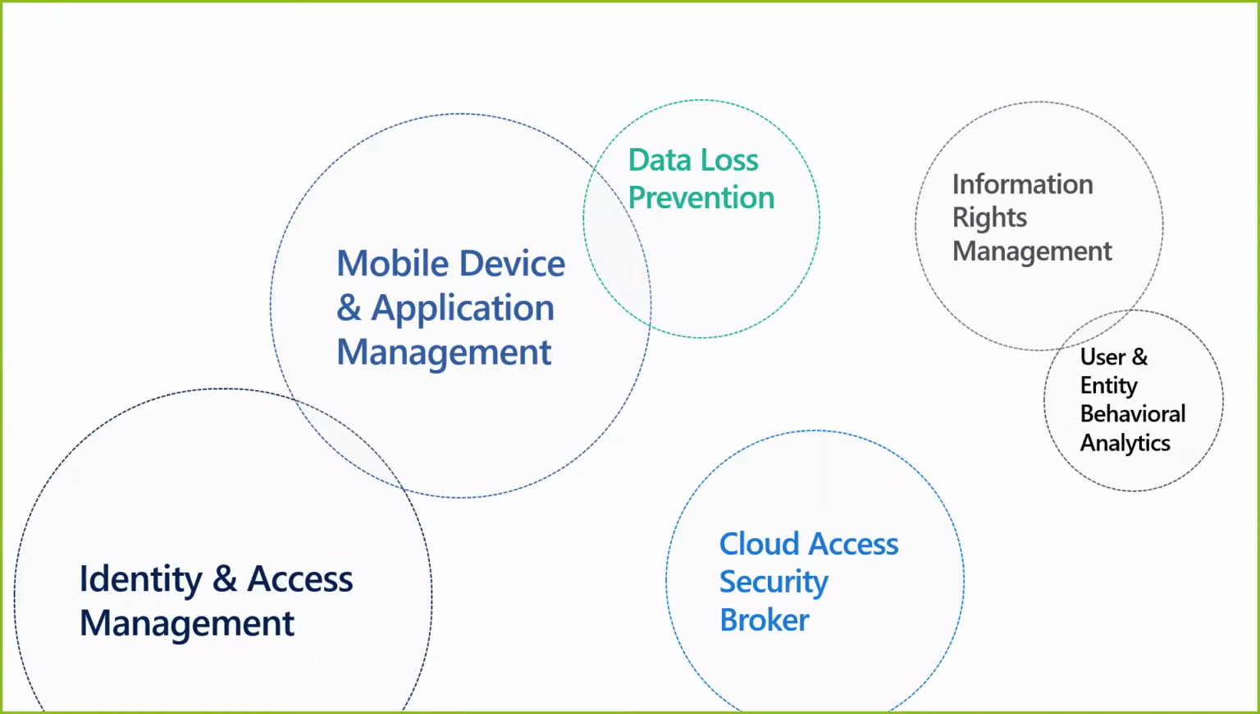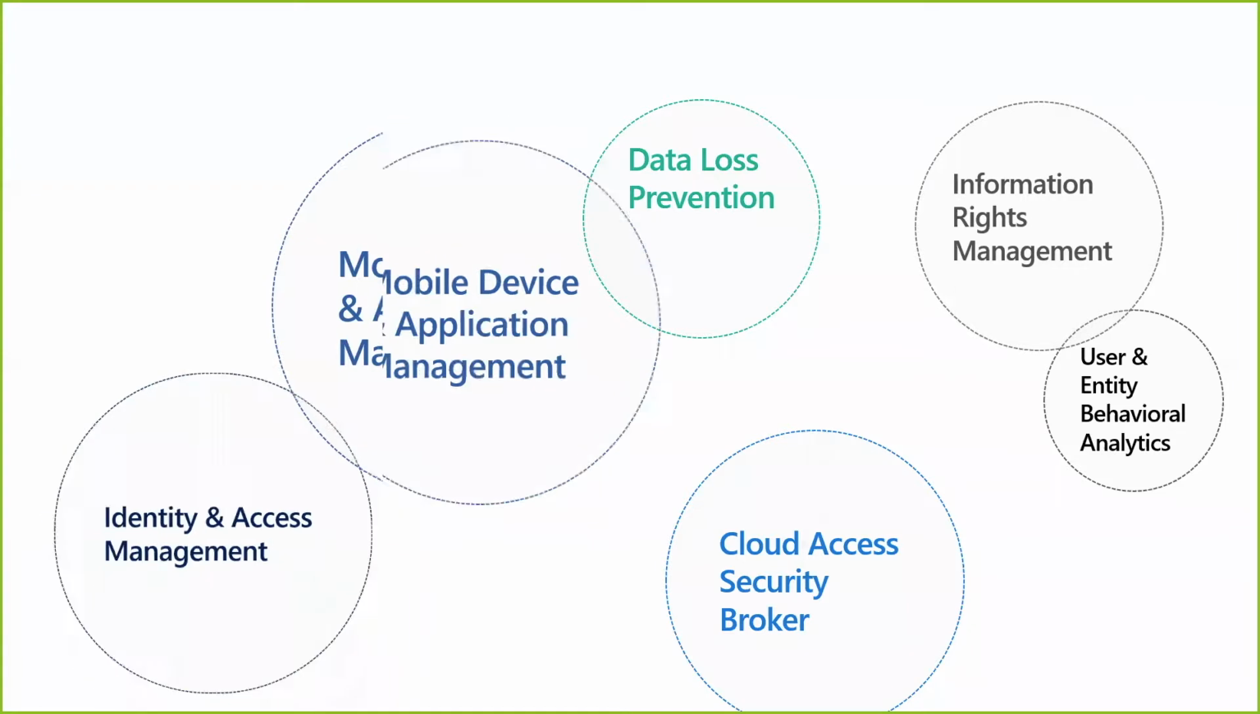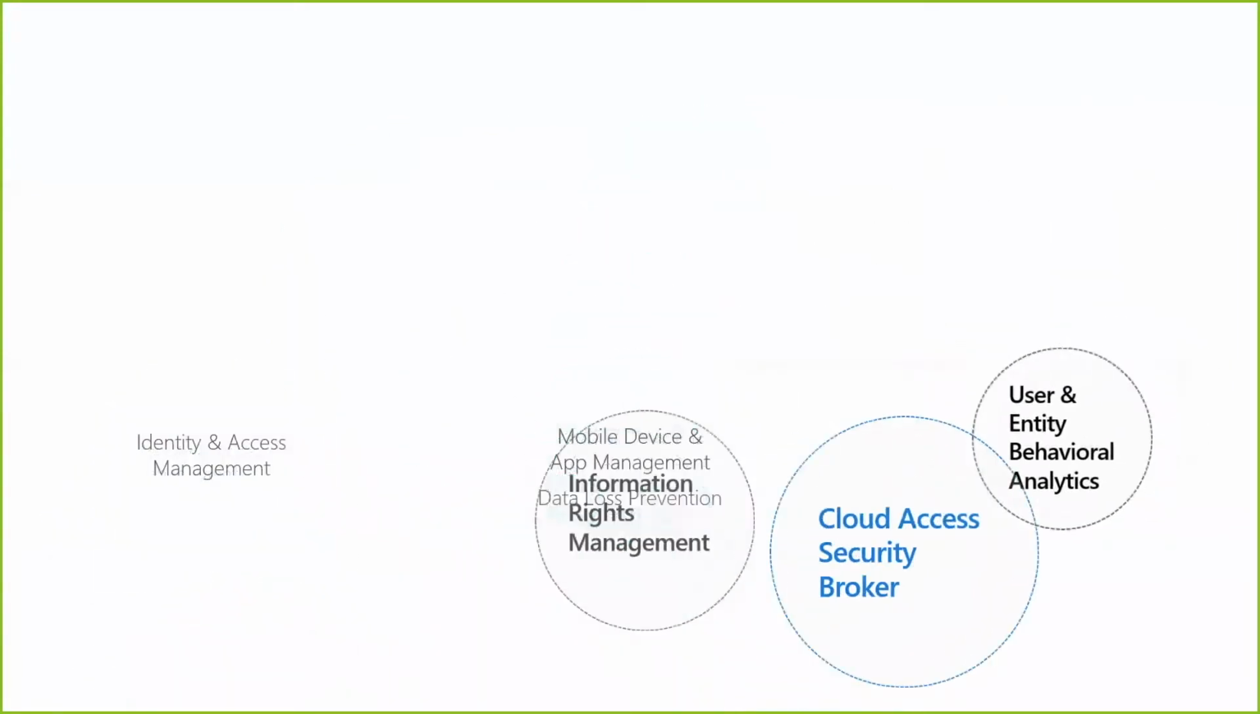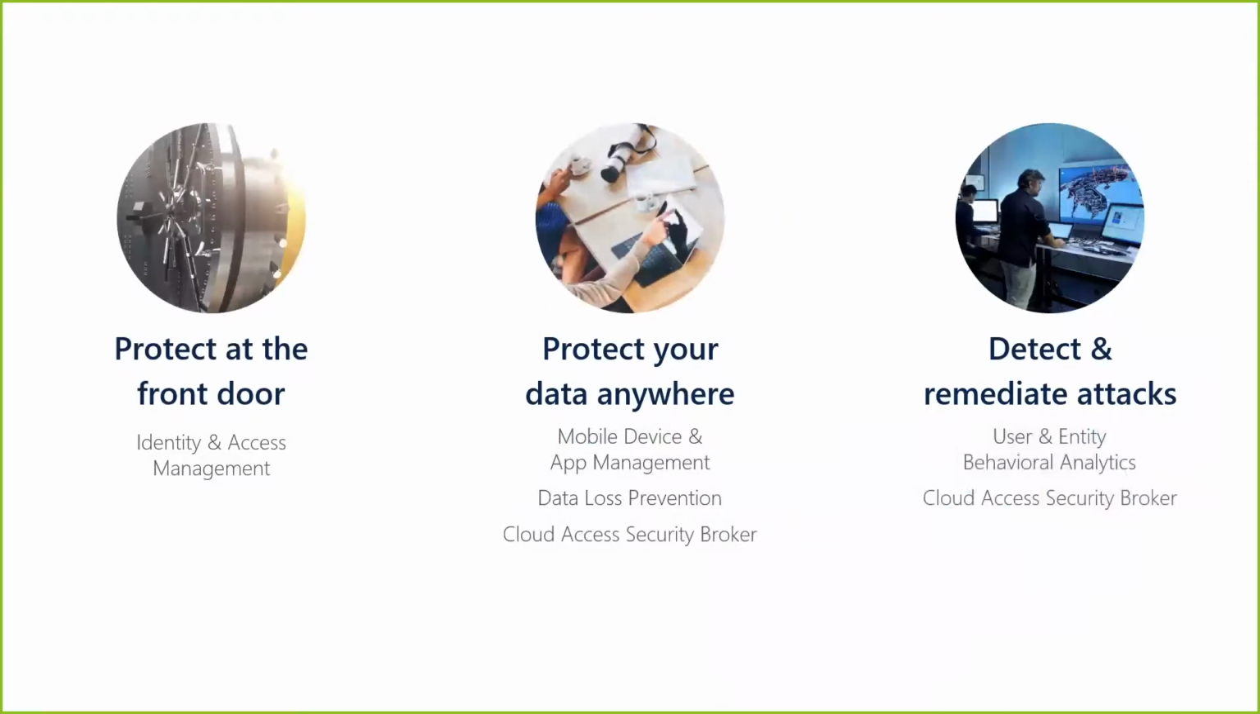What is the idea behind all these different features and functions to make an environment like Office 365 and Azure, or also a hybrid or on-prem environment, secure and compliant? All these different scenarios, features, and functions are grouped together by Microsoft in these three main topics: protect at the front door, protect your data anywhere, and detect attacks. And as you can see in the detailed descriptions, features like, for example, Cloud Access Security Broker are not focusing on only one topic.